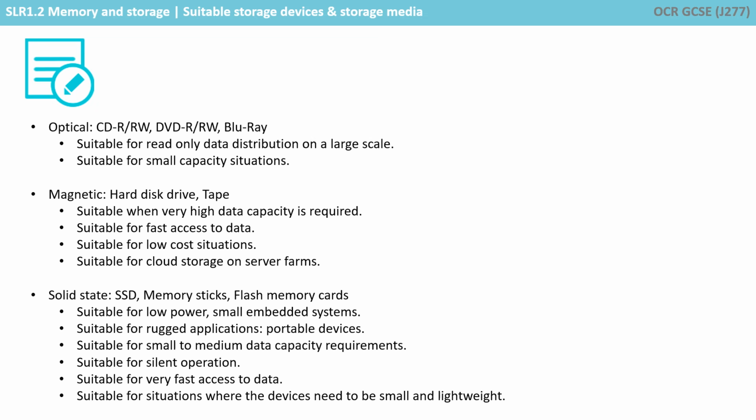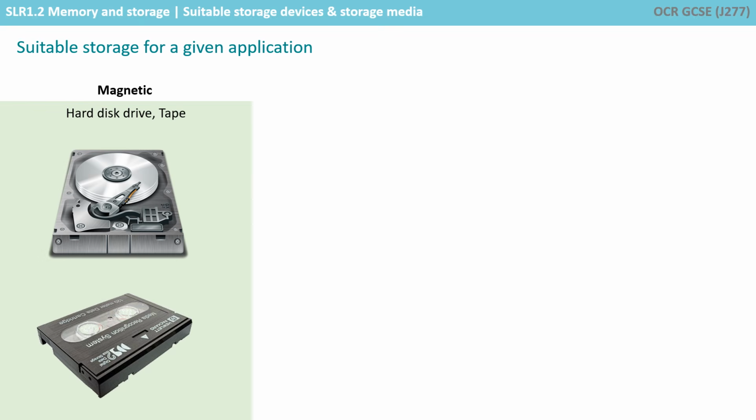Our three main categories of storage are optical, magnetic and solid state. And here's a brief recap of the pros and cons of optical, magnetic and solid state storage from our previous video. So let's consider each of the devices and how they compare.